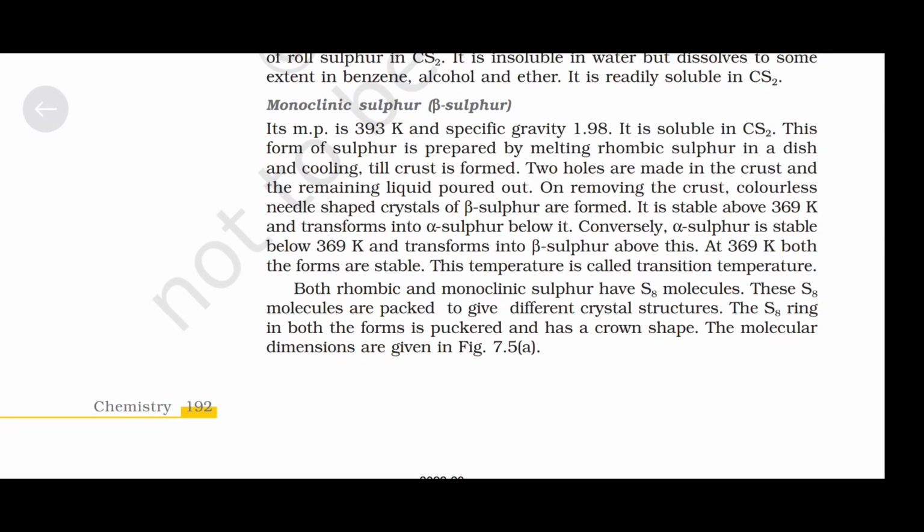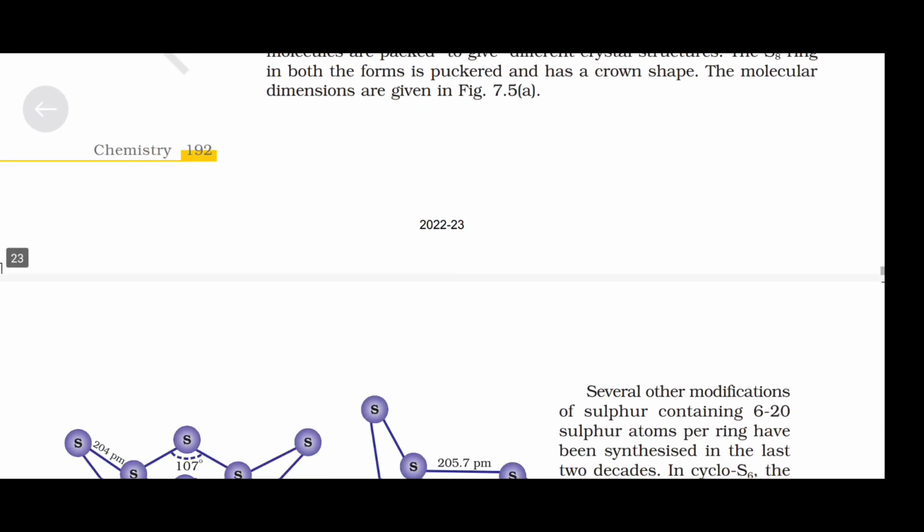Both rhombic and monoclinic sulfur have S8 molecules. These S8 molecules are packed to give different crystal structures. The S8 ring in both the forms is puckered and has a crown shape. The molecular dimensions are given in figure 7.5a.